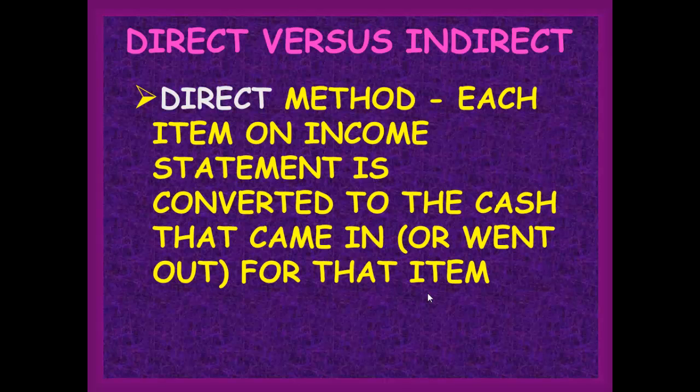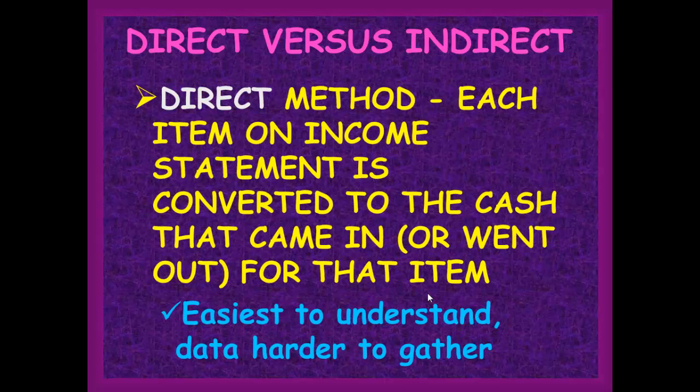So most every item, not quite all, but most items that show up on the income statement have a direct cash comparable number where we calculate how much cash came in and went out for that item. That's what the direct method does. The direct method is the easiest to understand, but is the most complicated to prepare.